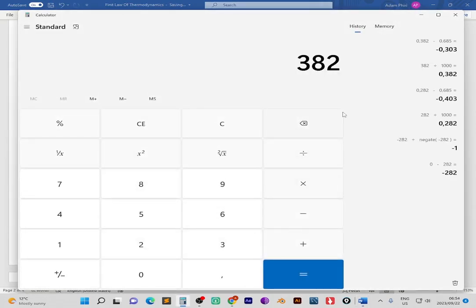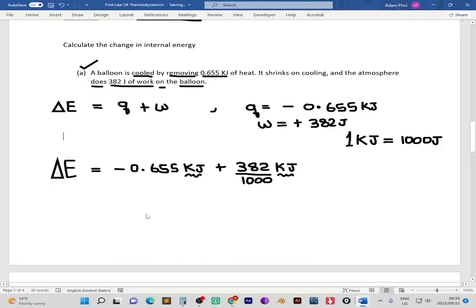And that's how it is. So let us go there and find out: 382, we divide that by 1,000, we get 0.38. So minus that gives us the value, which in this case is going to be negative 0.273. Units again, kilojoules.